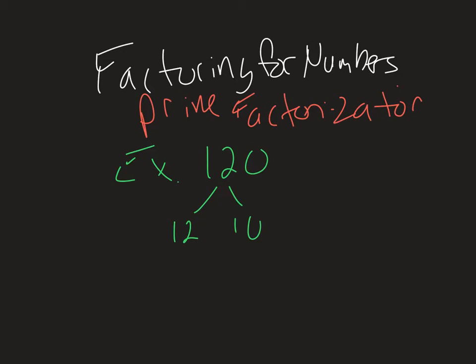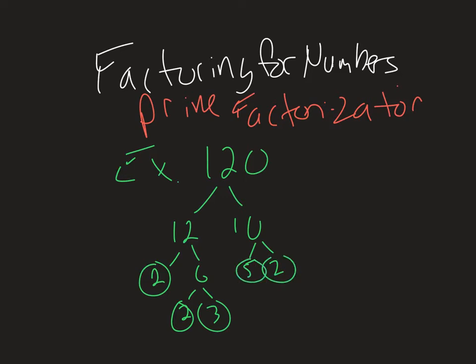Okay, and then I'm going to look at these numbers and think, okay, what two numbers multiply to make 12 that I know of? Because 12 is not prime. I'm going to go until I get to primes. Well, I know for sure 2 goes into it. 2 is prime, so I can stop on that side. And then 6. 6 is not prime. So I think, okay, 2 and 3. Now, those are all prime, so I'm done on that side. Now I have to do the same thing with the 10. Two numbers that multiply to make 10 would be 5 and 2. And again, both those are prime.